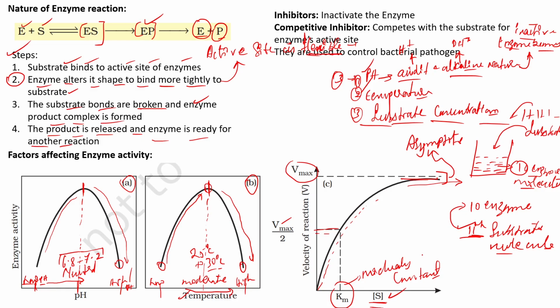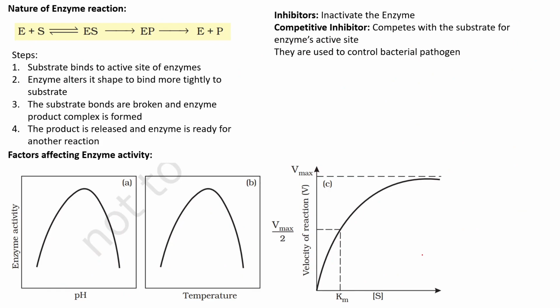So now let us look into the inhibition of enzymes. Can we inhibit the enzyme activity? Exactly, we can do that. We have a special kind of molecules called inhibitors. Now what do the inhibitors do? Inhibitors are very similar to substrate molecules.